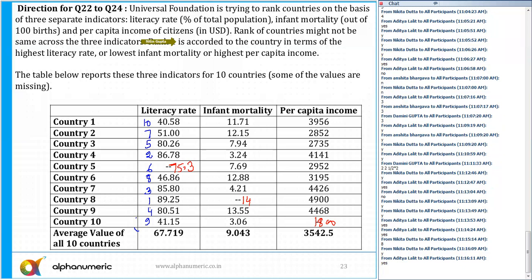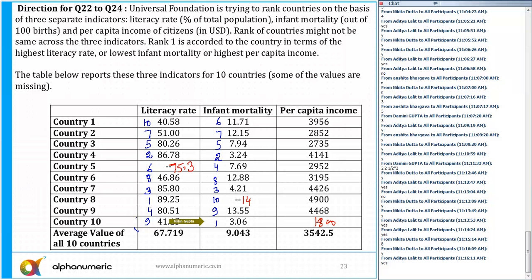Rank 1, lowest infant mortality. If the infant mortality is lowest, then it will be rank 1. So the lowest here, it is 3.06. So if you rank it, it comes out to be like this: 6, 7, 5, 2, 4, 8, 3, 10, 9, and 1.